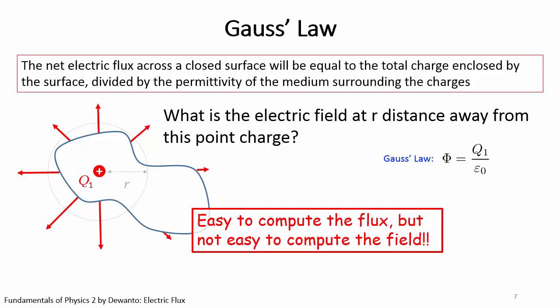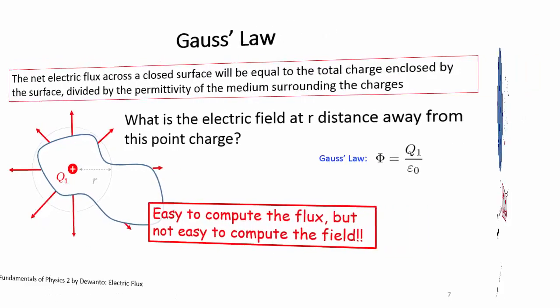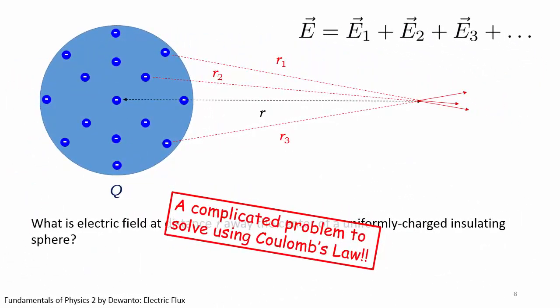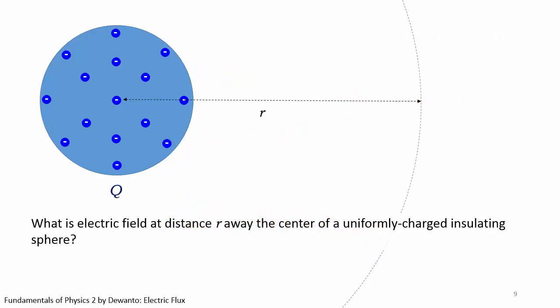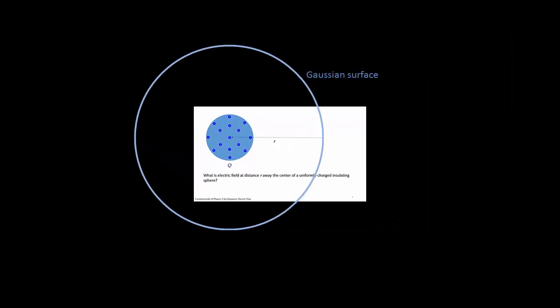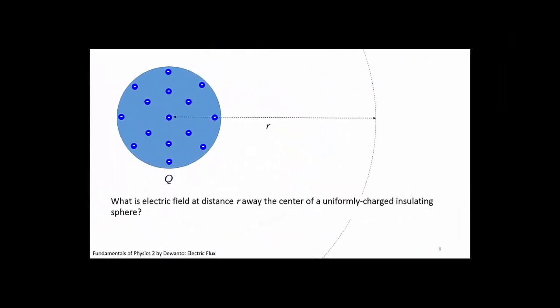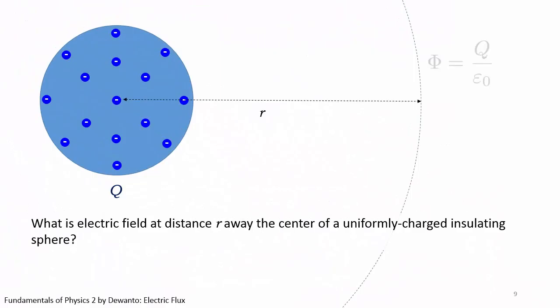With Gauss' law, we can even solve problems which seem intractable initially. Remember this problem of computing the field from a uniformly charged insulating sphere? We can't solve this using Coulomb's law without resorting to integration. Now we can. What we need to do is to draw a spherical closed Gaussian surface of radius r, which shares the same center as the center of the charged sphere. The electric flux across this surface will then simply be given by q over epsilon 0.